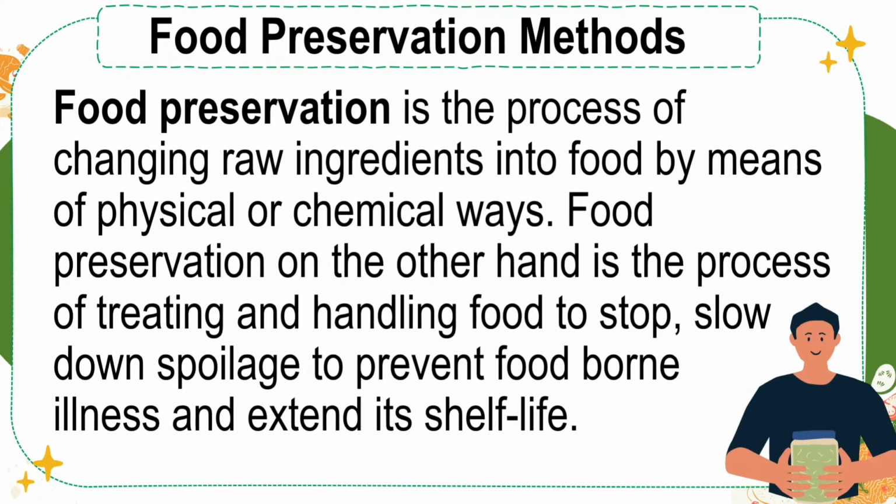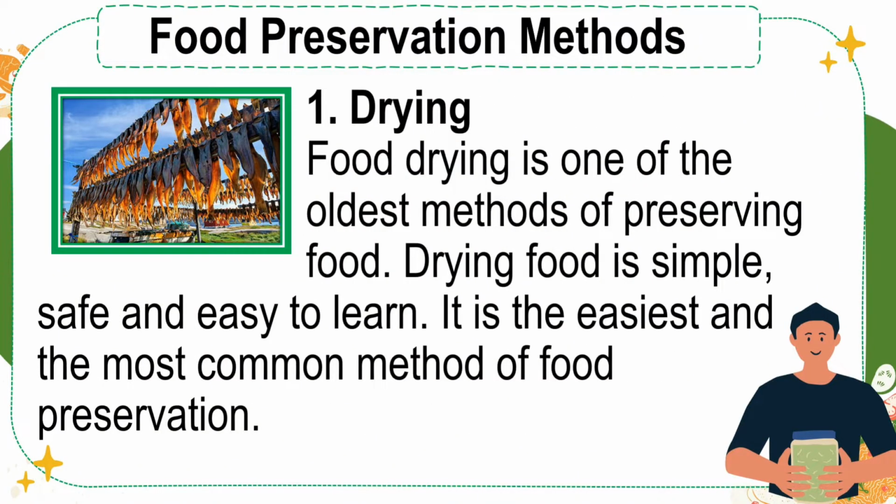Food processing is the process of changing raw ingredients into food by means of physical or chemical ways. Food preservation, on the other hand, is the process of treating and handling food to stop or slow down spoilage, to prevent foodborne illness and extend its shelf life. Number 1 in our list is drying.